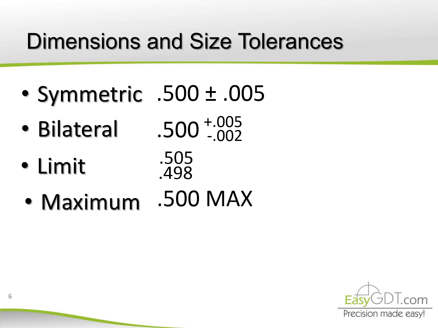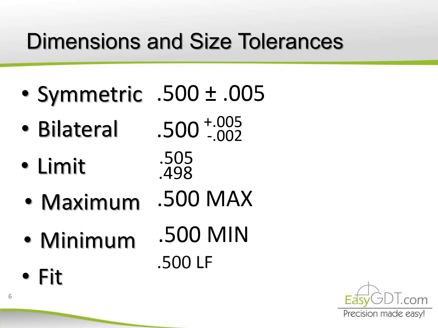The maximum specifies only the upper limit of the dimension, in which if the measured feature were 0, it would be acceptable. The minimum specifies only the lower limit, in which the feature can measure any higher than this limit value, even if it's 500 or 5000. And finally, fit tolerances are shown, in which consideration is left to the manufacturer about the maximum and minimum size according to the setting assembly.